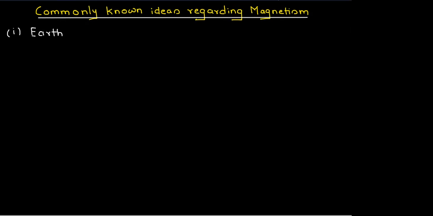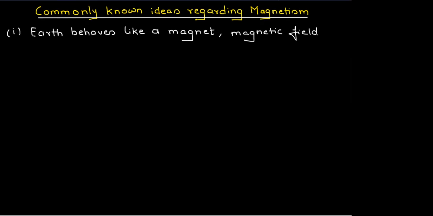Commonly known ideas regarding magnetism. Write down. The first one is: Earth behaves like a magnet. That was established, where the magnetic field is pointing approximately from geographic south to geographic north.